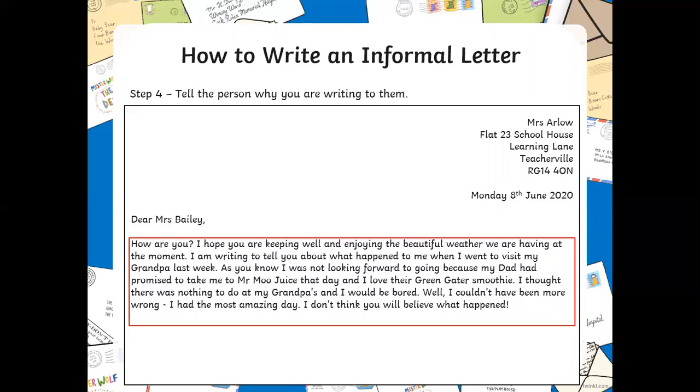You can collect 3 stamps for your introduction. The first for a question asking them about how they are feeling. The second for writing the reason why you are writing to them. And the third for making them want to read on. An introduction only needs to be a few sentences long. You want to save all the detail for the next part of your letter.